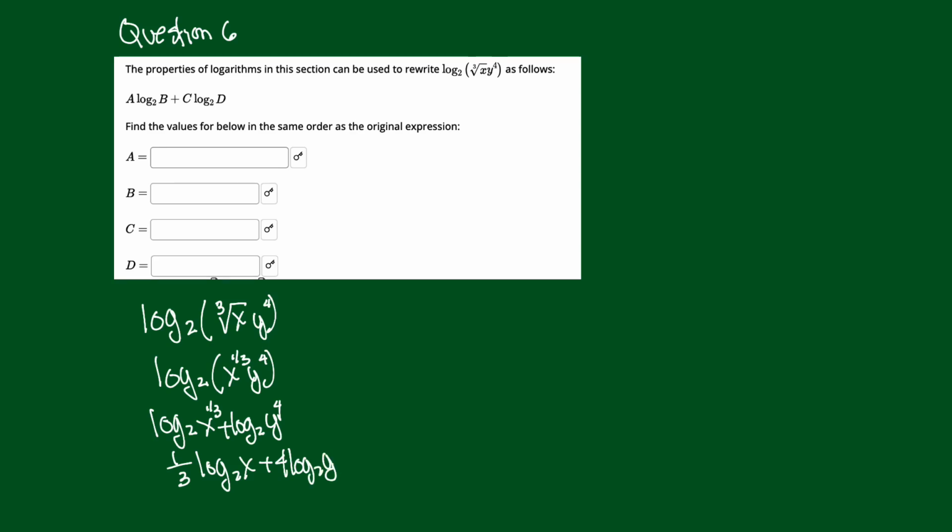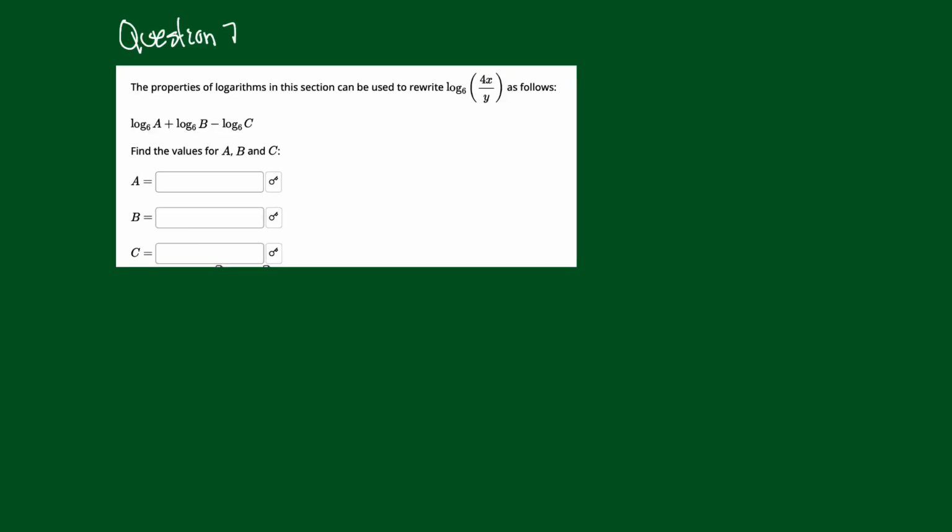Now let's identify A, B, C, and D. So A, that's the first multiplier, that's 1/3. B is the first argument, that's the x. C is that second multiplier, that's a 4. And D, that's the second argument, which is a y. So let's write those in. So we'll get 1/3, x, 4, and y.